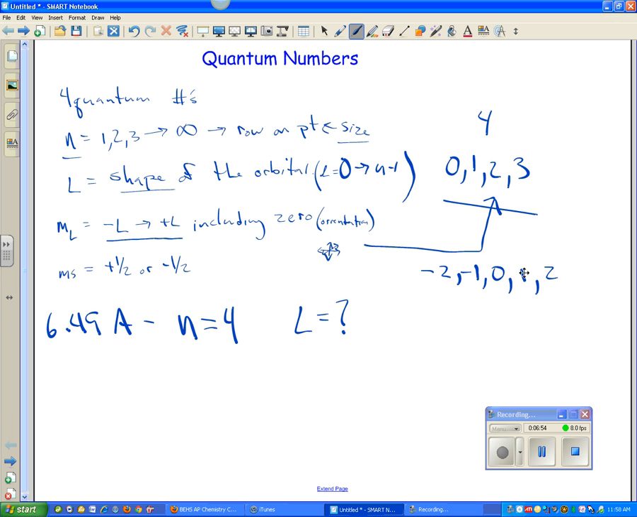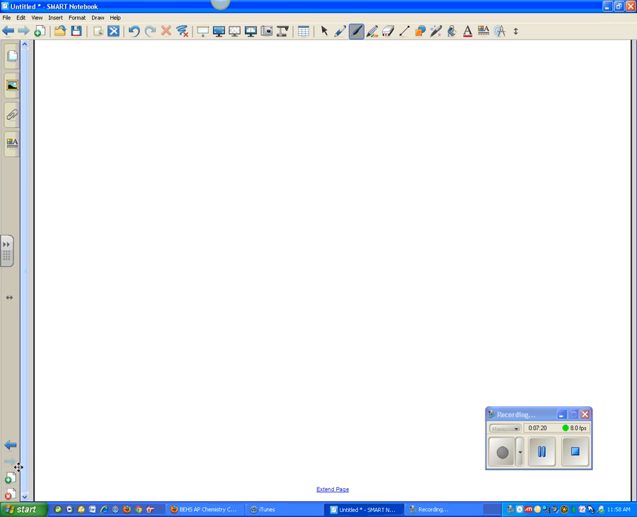Okay, and that's all for 6.49A and B. Ugly that I did them up there, but that's okay. So, if n equals 4, then L can equal 0, 1, 2, or 3, and if L is 2, ML can be negative 2, negative 1, 0, 1, or 2. Piece of cake. Let's do another one.